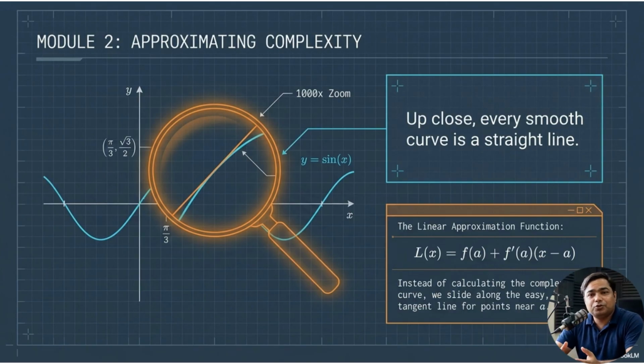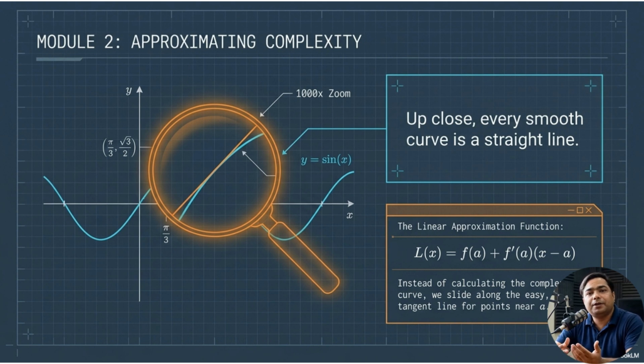Now we move to module 2, approximating complexity. The main idea here is simple but powerful. Up close, every smooth curve looks like a straight line. This is the reason we can use tangent lines to approximate complicated functions. If we zoom in very close to a smooth curve, the curve becomes almost indistinguishable from its tangent line.